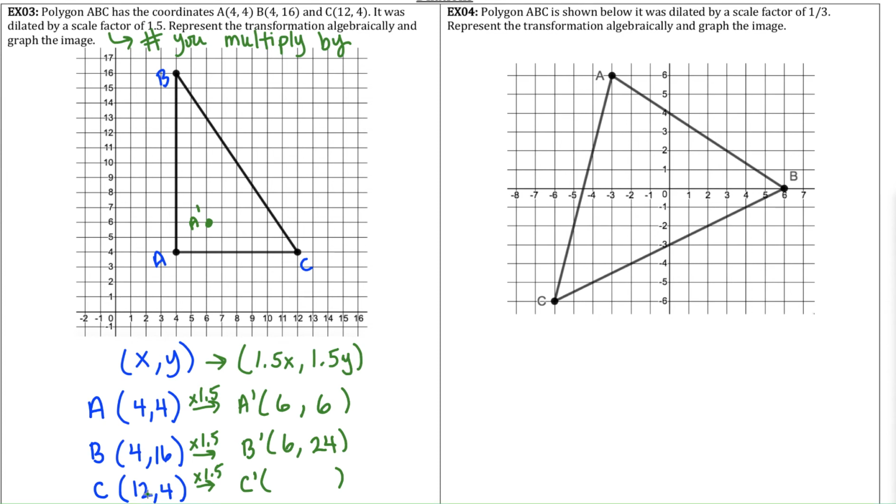12, 4. So 12 times 1.5 is 18. At least that's somewhat more reasonable, I think. Because it's over here, actually. And then 4 times 1.5 is 6. So we're going to do our best over here. So that's (18, 6). Something like that, right? Now, the ridiculous thing is that B prime is at (6, 24).